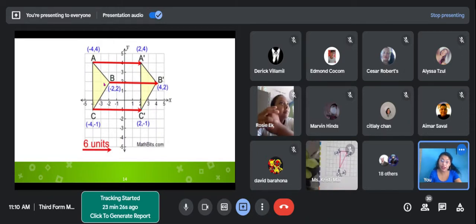1, 2, 3, 4, 5, 6 spaces. Point B needs to move 1, 2, 3, 4, 5, 6 spaces. And point C needs to move 6 spaces as well. And each point needs to move 6 spaces in the direction that is being given to you.